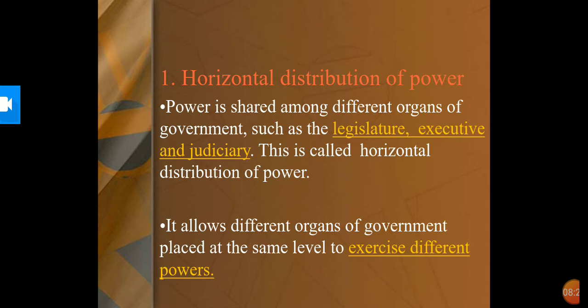It allows different organs of government placed at the same level to exercise different powers. So you have to remember here that when power is shared among different organs of government like legislature, executive and judiciary, it is called the horizontal distribution of power. It allows different organs of government placed at same level to exercise different powers.